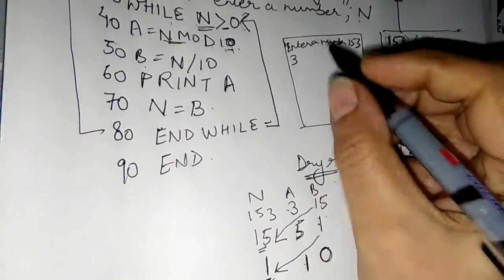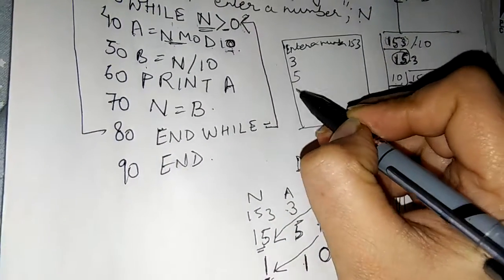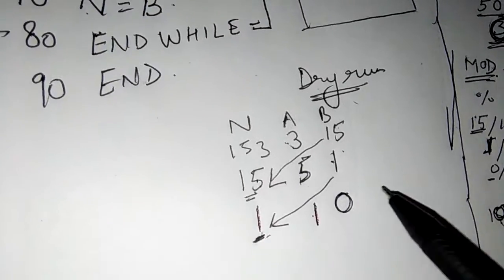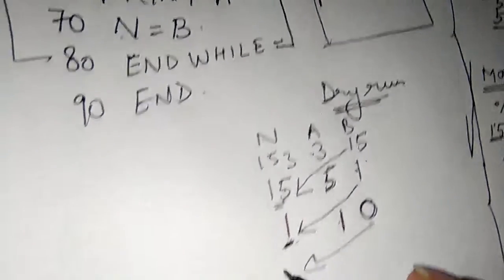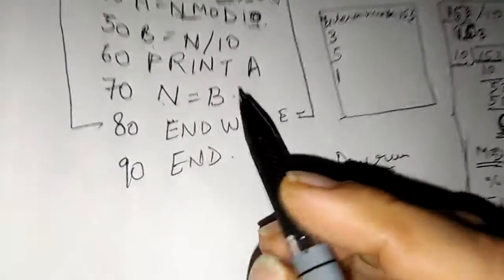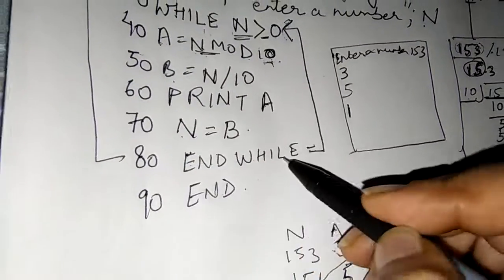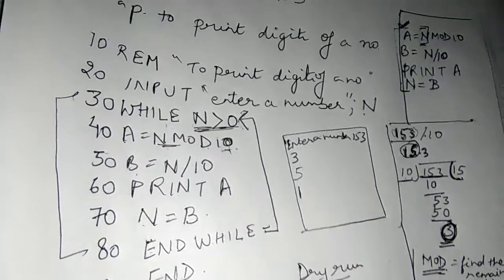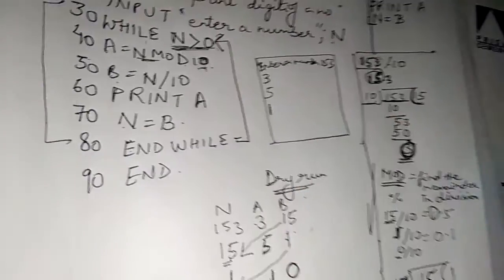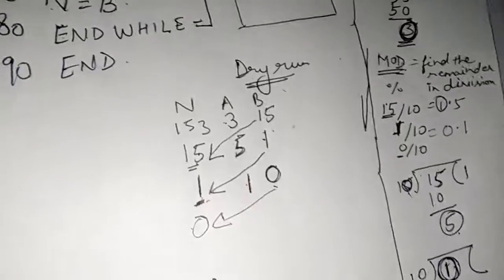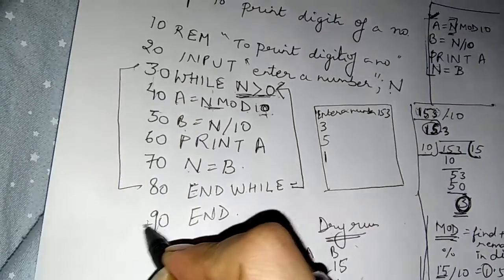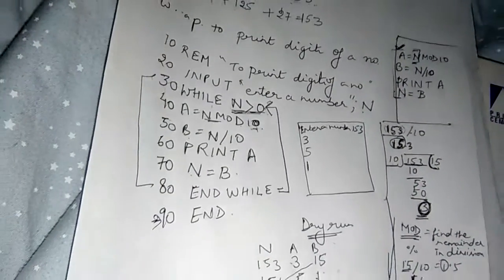Earlier 5 was printed, now 1 is printed and n becomes b. B is 0, so the value of n becomes 0. This is the end of the while loop. Again it goes back and checks that the value of n should be greater than 0. But no, it is 0, so the loop will end and it will come back to 90, the end of the program.